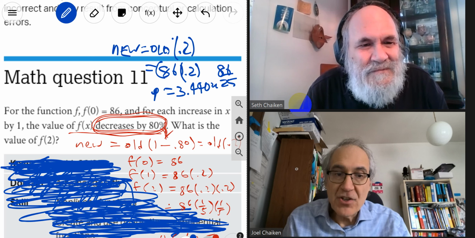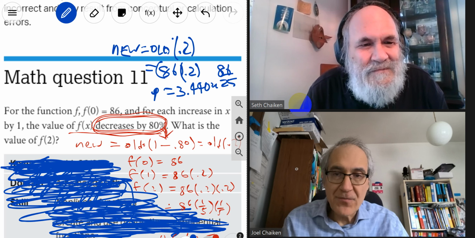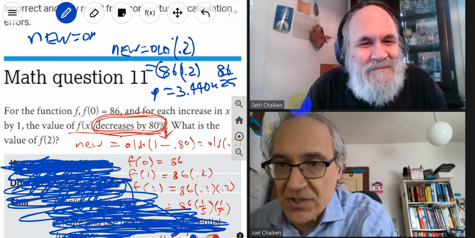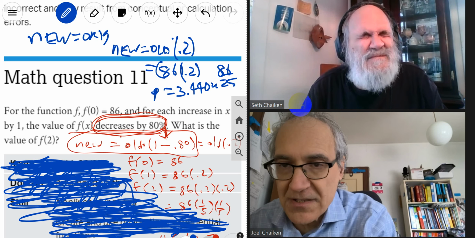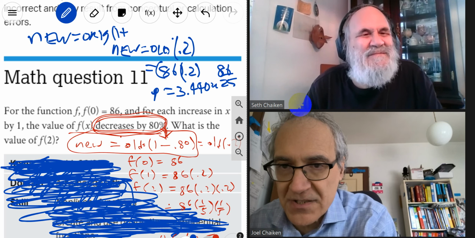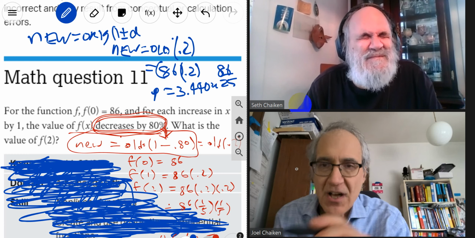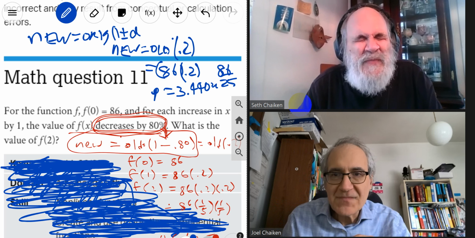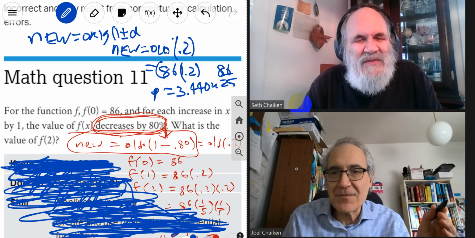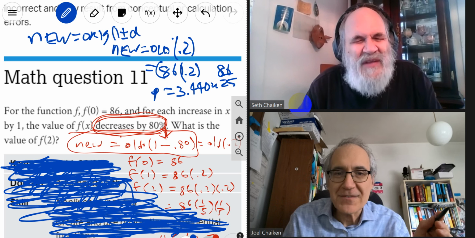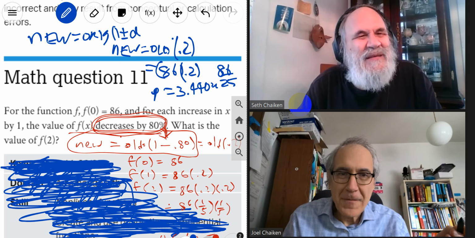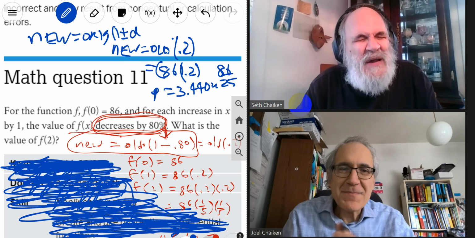And I'm a huge fan of what I call the shopping formula, which is new equals original price, or old price, times 1 plus or minus D, where D is the decimal of the percent. Well, it's P over 100. It's a fraction.